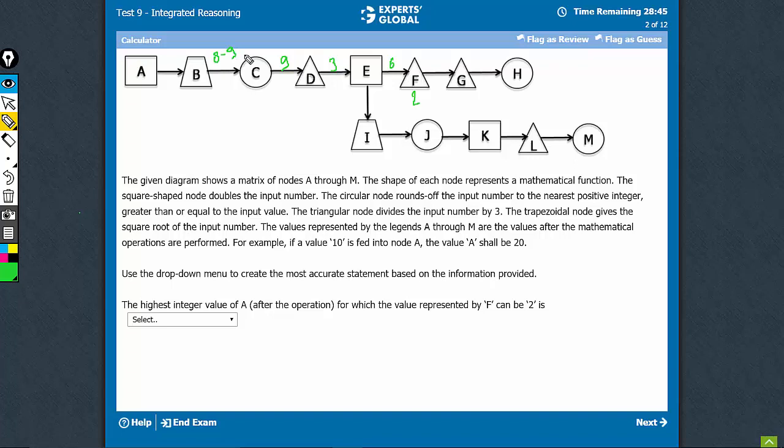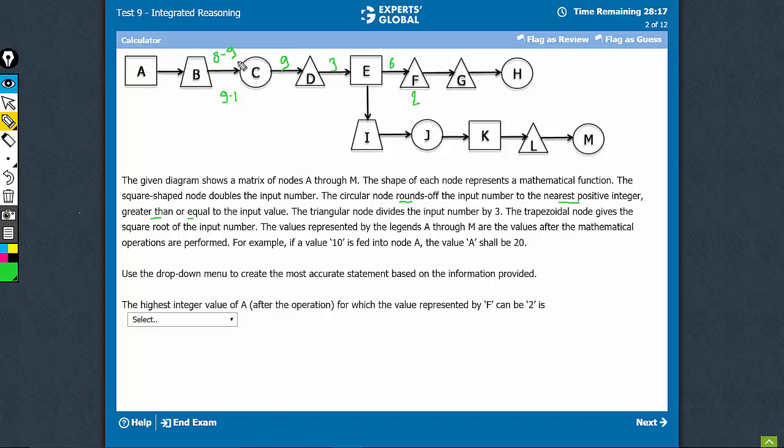Remember, it cannot be more than 9 because the round off is always done to the nearest positive integer greater than or equal to. So even if the input value is 9.1, the output won't be 9, the output would be 10. And therefore this value has to be between 8 and 9. And 8 and 9 is what has been got after square rooting.